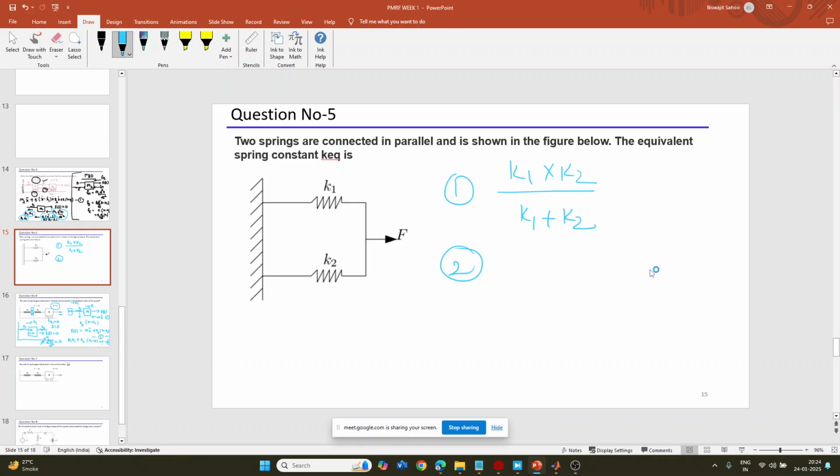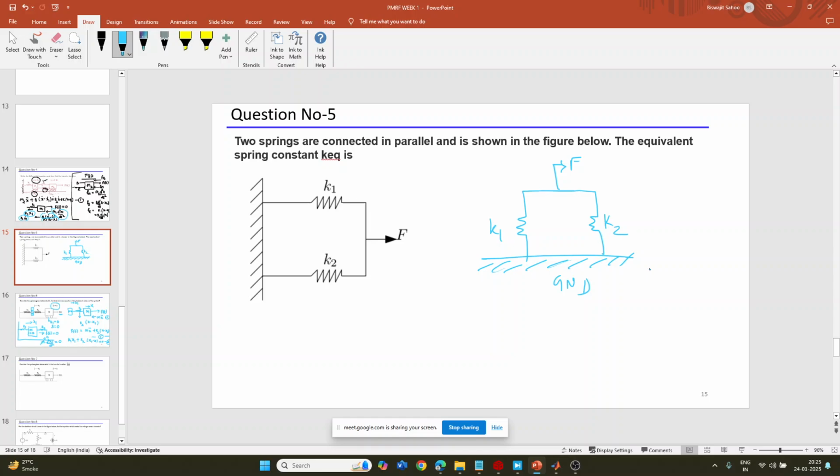So this one person said K1 K2 by K1 plus K2, because he is seeing that these two, K1 and K2, are connected to a rigid body. Let me draw it: K1 is a spring, another K2 is a spring, connected to a rigid body. Let's say the rigid body is the ground, and here I am applying the force. He thought that these two, K1 and K2, are in parallel. That's why he calculated the equivalent resistance, which is K1 K2 divided by K1 plus K2. But this is the force analogy system.